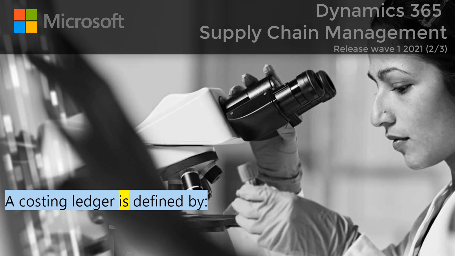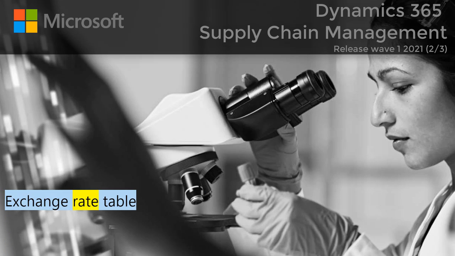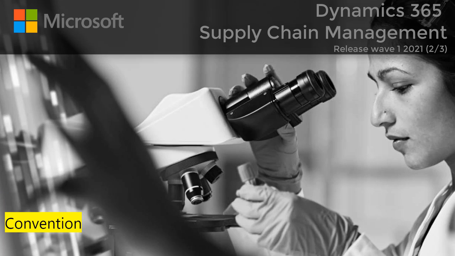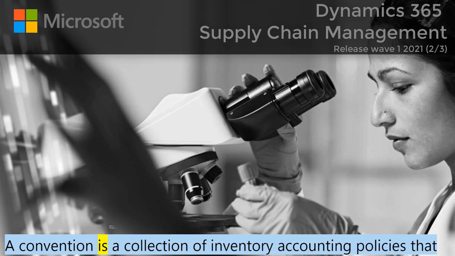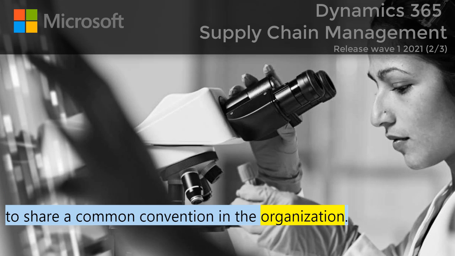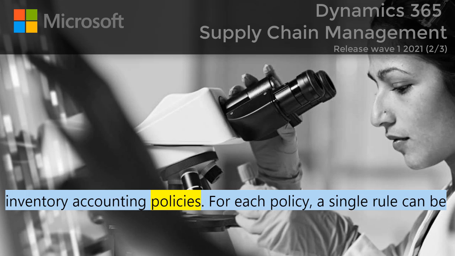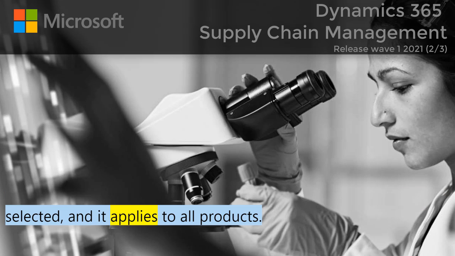A costing ledger is defined by calendar, currency, exchange rate table, and convention. A convention is a collection of inventory accounting policies that can be associated to one or more ledgers. This provides the ability to share a common convention in the organization. The Global Inventory Accounting add-in supports multiple inventory accounting policies. For each policy, a single rule can be selected, and it applies to all products.